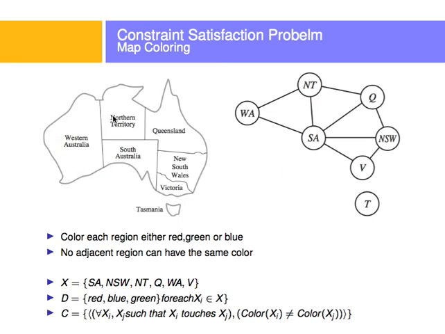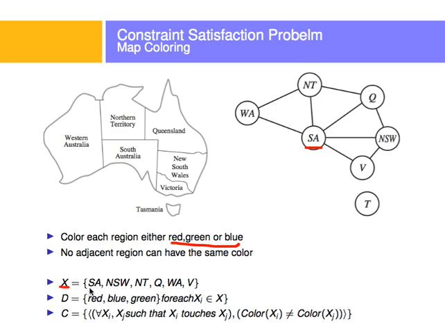The idea is to color each region of Australia with a different color, and no adjacent regions should have the same color, and you can only choose between red, green, or blue. Another way of looking at this problem is to put it as a graph, where you have Southern Australia here, and Southern Australia is connected to Western Australia, the Northern Territory, Queensland, New South Wales, and Victoria, right? And Tasmania is unconnected to any of these, right? And by looking at it as a graph, we can use some of our search algorithms to help guide us through this. But let's look at the formulation.